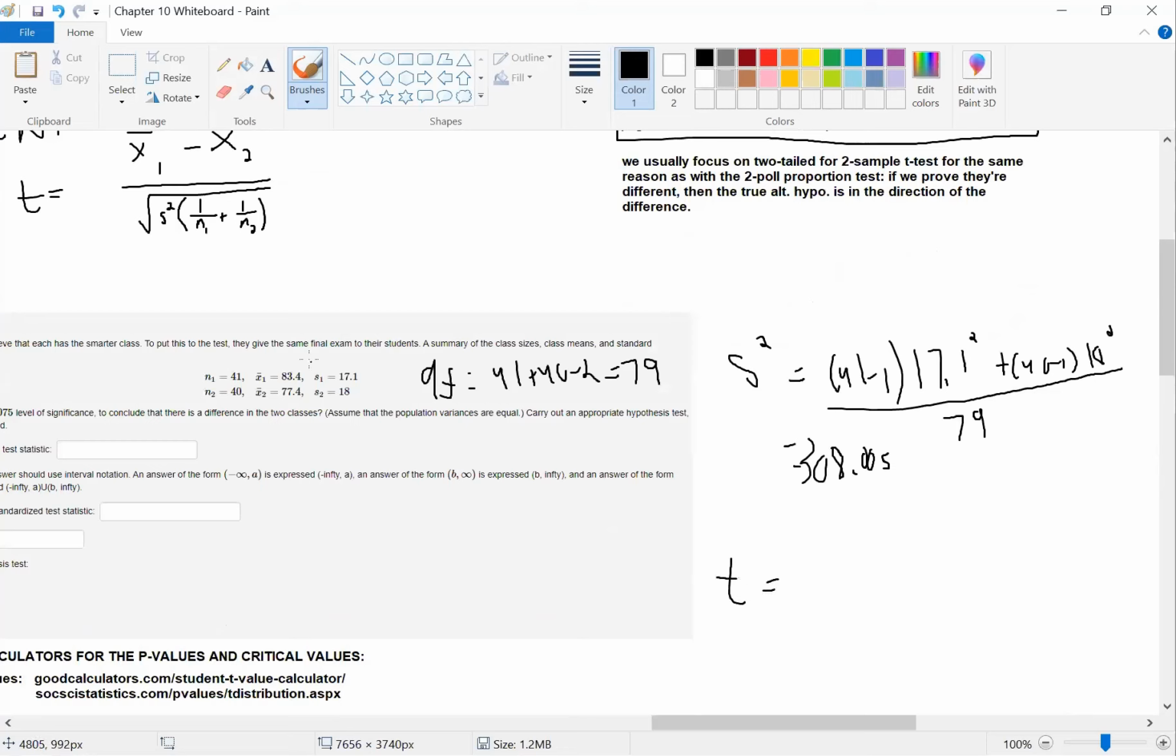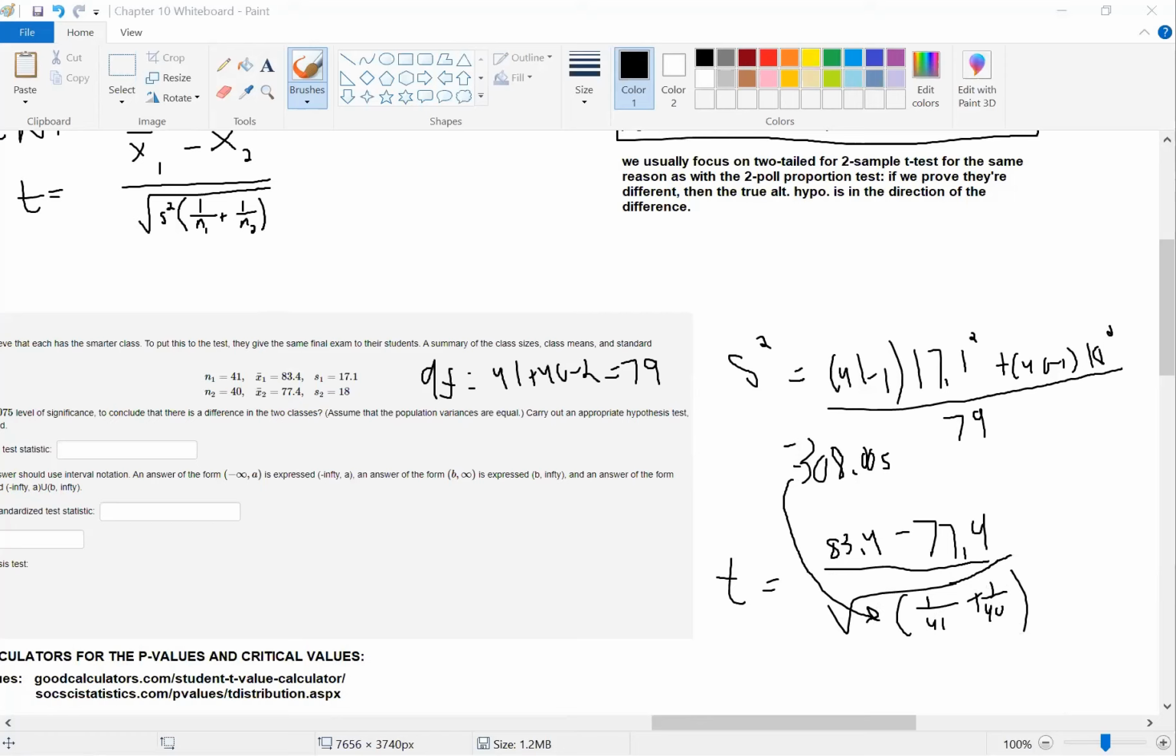So our t is x1 bar, so 83.4 minus 77.4 over the square root of this. I'm just going to draw the arrow to save a bit of writing. Then we have 1 over 41 plus 1 over 40. That difference is going to be 6. So I can just put 6 over square root 308.00506.329. Wow, I'm just including the whole thing, so we have no rounding issues. 1 over 41 plus 1 over 40.